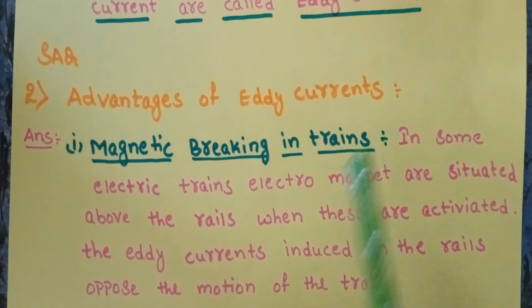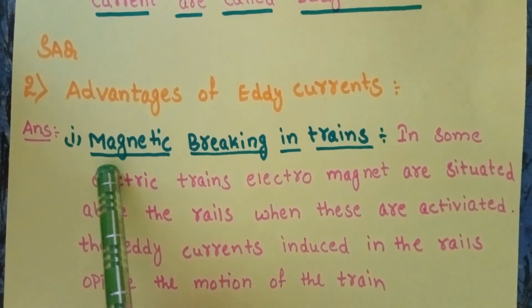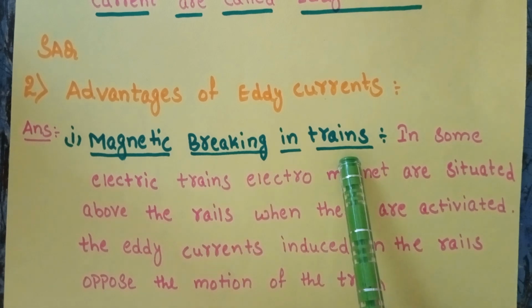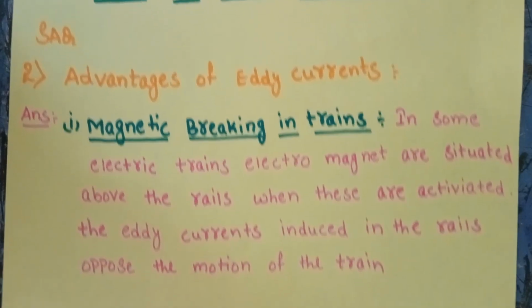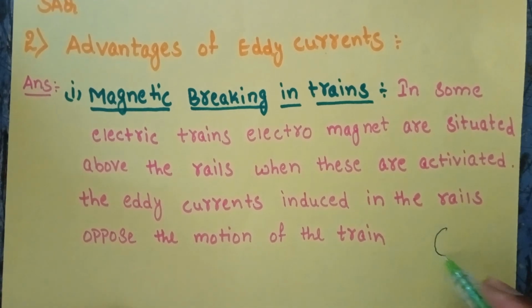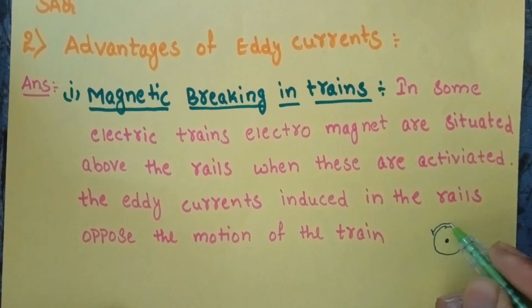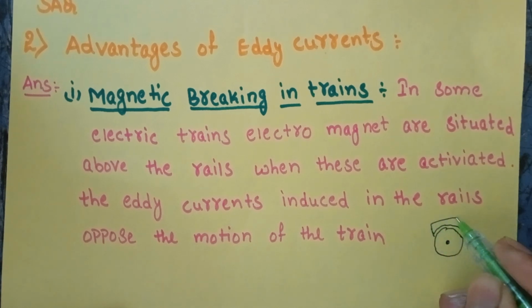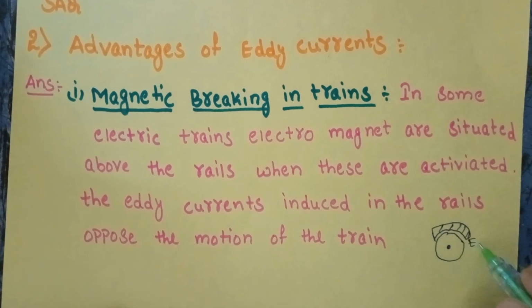Now, advantages of eddy currents. There are 4 points. First point, magnetic braking in trains. Now you can consider only electric trains. In some electric trains, electromagnets are situated above the rails. Suppose these are the wheels of the train. Above the rail, electromagnets are situated. These are electromagnets.